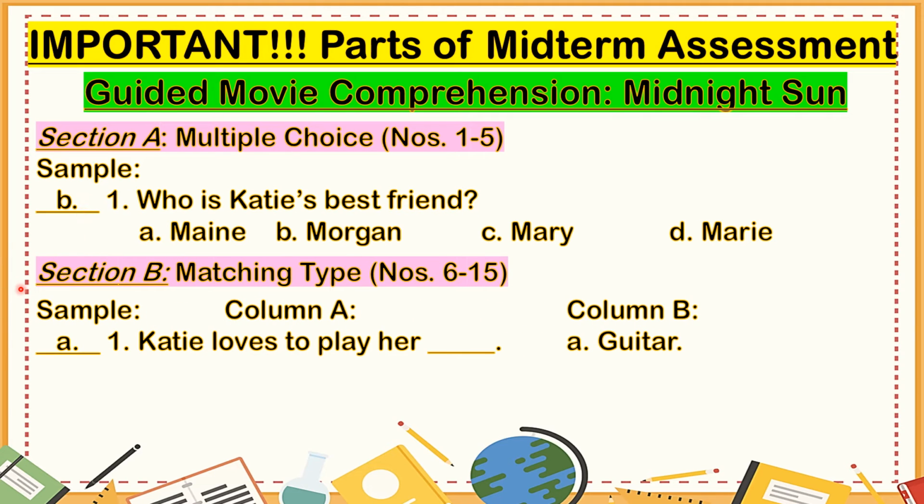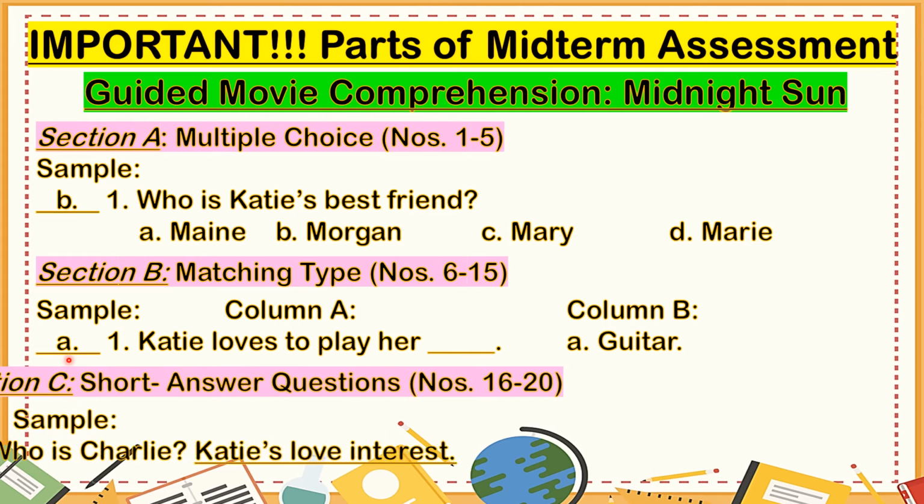Next, section B, matching type, numbers 6 to 15. We have here column A and we have here column B. Example: Katie loves to play her blank. A, guitar. So the answer is letter A, guitar. So you're just going to write A in the space provided before the number.